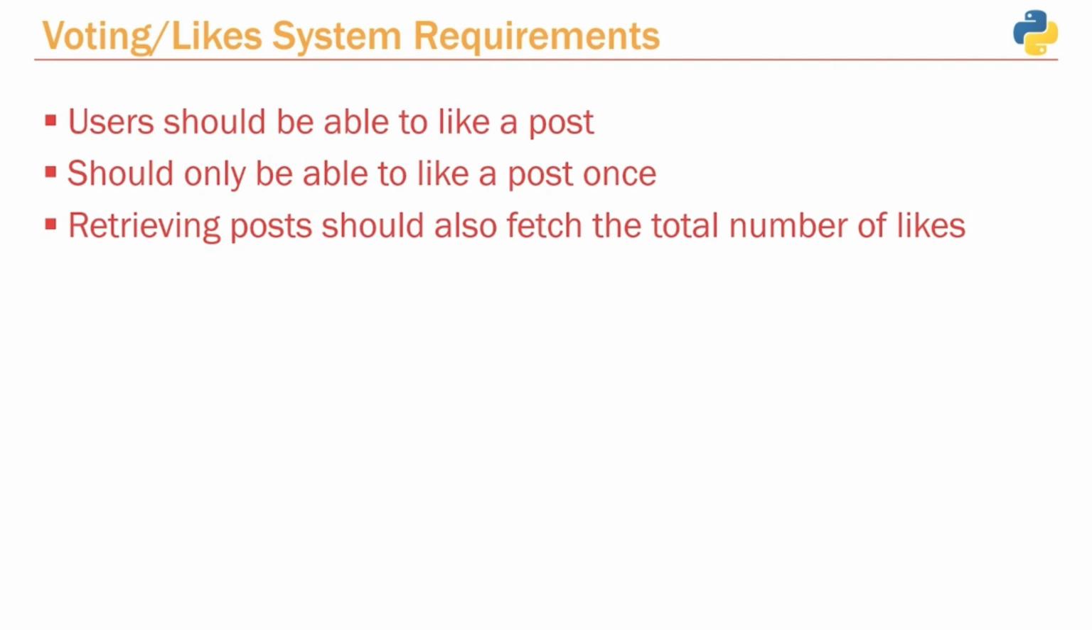So the first thing is a user should be able to like a post. A user should only be able to like a post once. We shouldn't be able to like a post 10 times and then artificially cause the number of likes for that post to go up. And then finally, anytime we retrieve a post from our database or from our API, we should also fetch the total number of likes for that post.